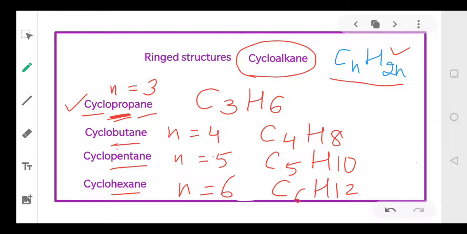Now let's study individually. We will study each compound separately. So first of all, we have cyclopropane. And what is the formula of, dear students, cyclopropane? C3H6. This is the formula. Right? Now let's study, we make its structure. Cyclo means circle, in the form of a circle. So how many carbon does it have?